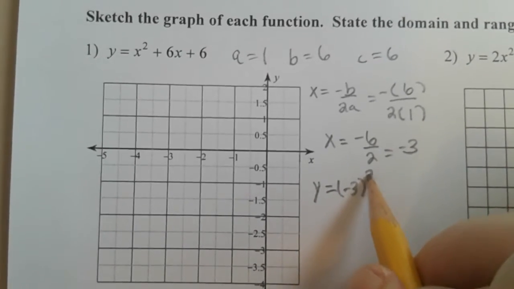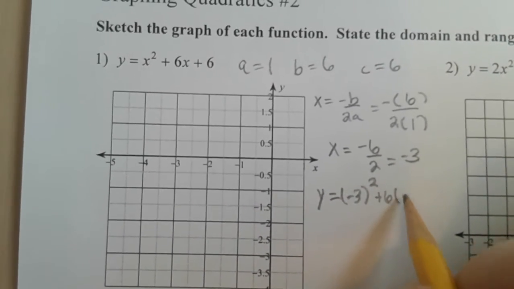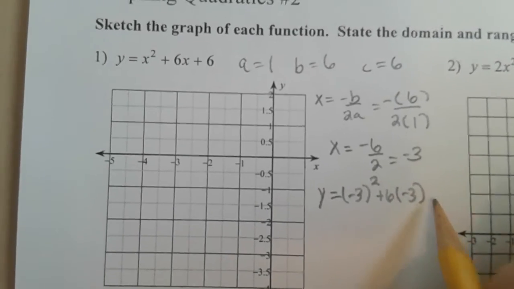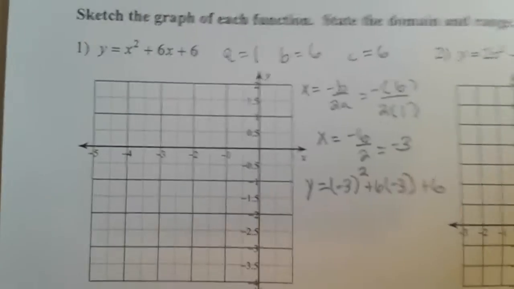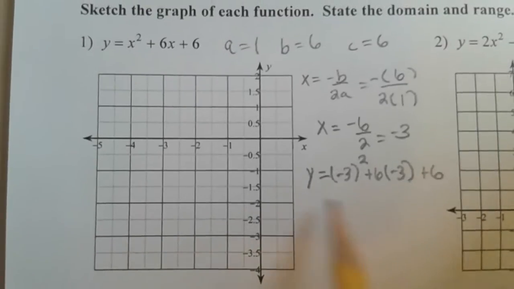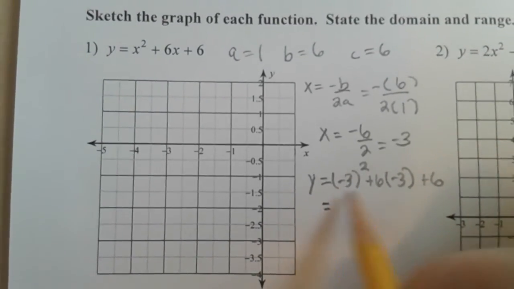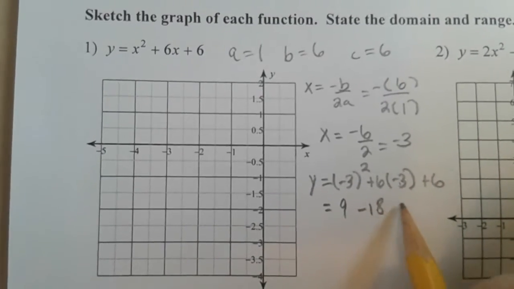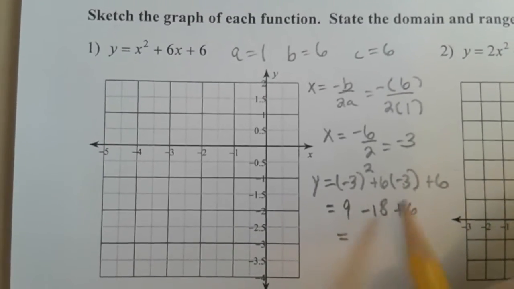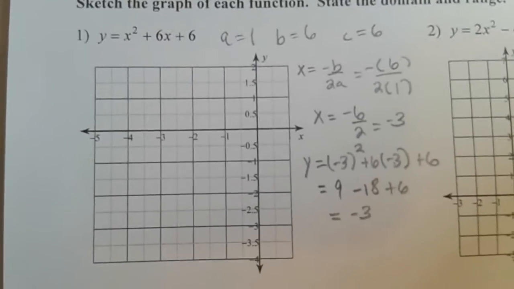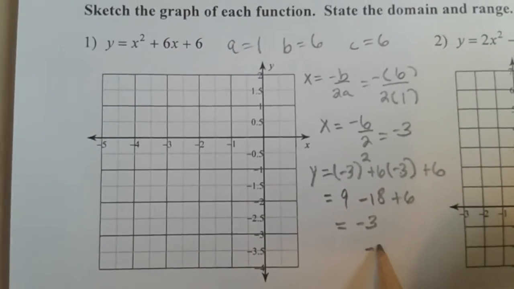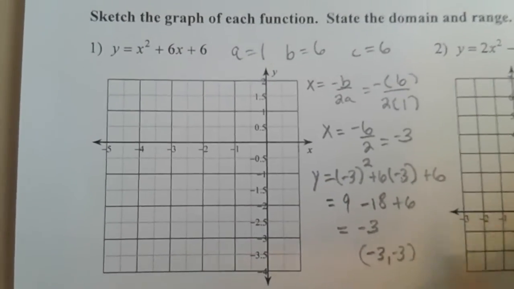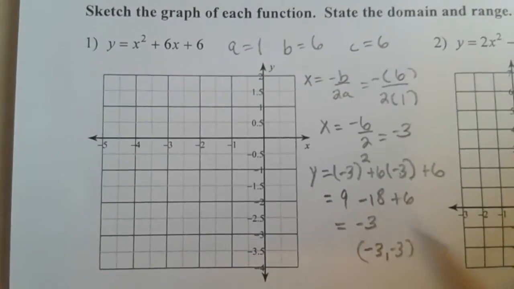Then you're going to plug the negative 3 into the equation. Okay, I'll do this by hand. You can enter this whole thing in the calculator. If you're doing it by hand, negative 3 squared is 9. 6 times negative 3 is negative 18. That would get me negative 3 is my y-coordinate. So the vertex is negative 3, negative 3, x, y.